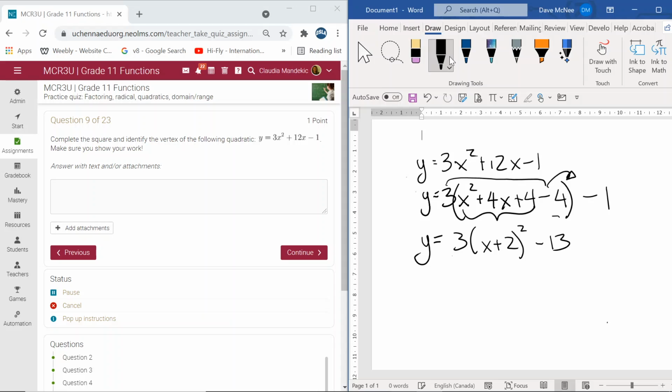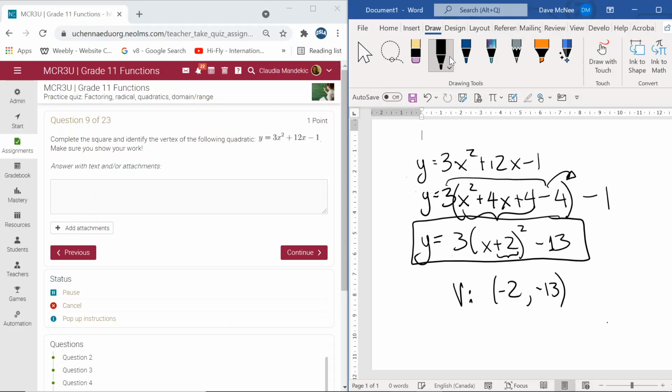There we go. I've done it in only a couple of steps with practice, and I did put up an extra worksheet. You guys should be able to do the same thing. My vertex is negative 2. Again, it's this value here, just the sign changes, and the negative 13 is my y value.